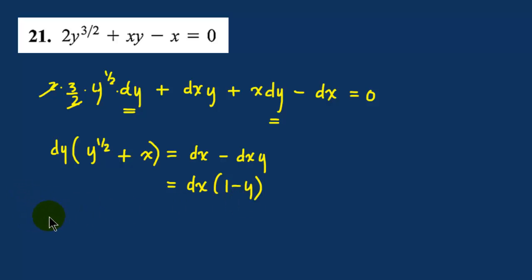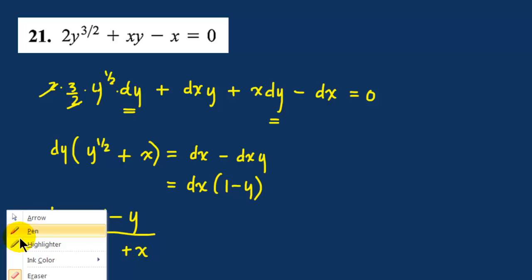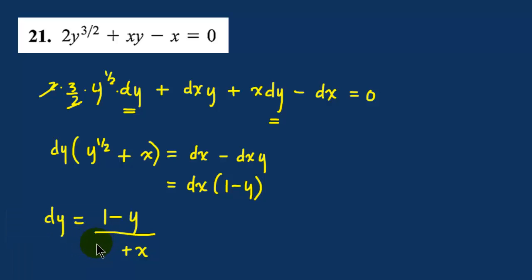So our dy will be equal to 1 minus y, whole thing, when we divide everything by y to the 1 half plus x, multiplied by dx. Okay, few more problems.